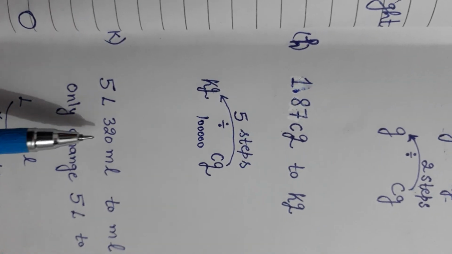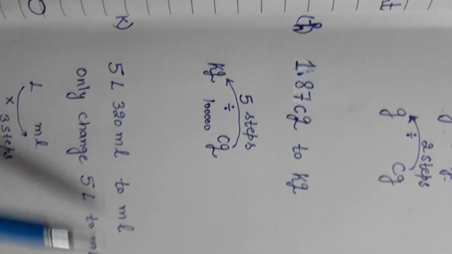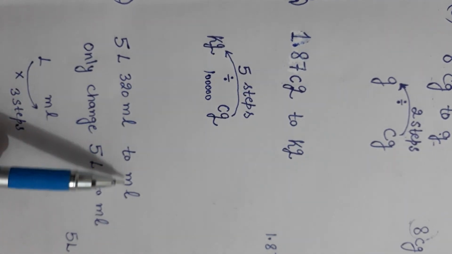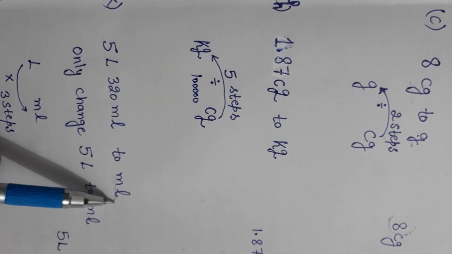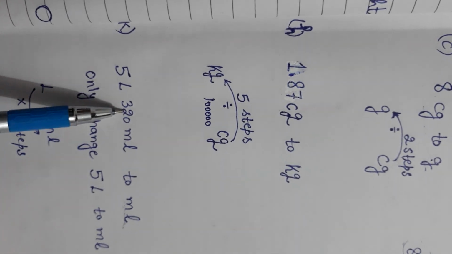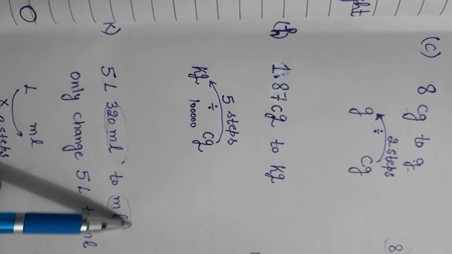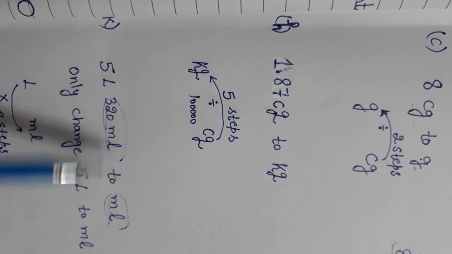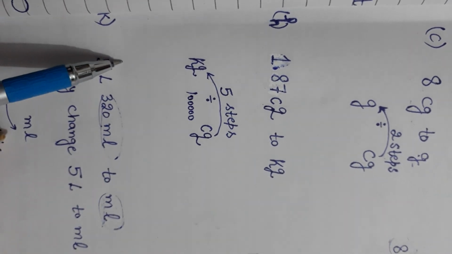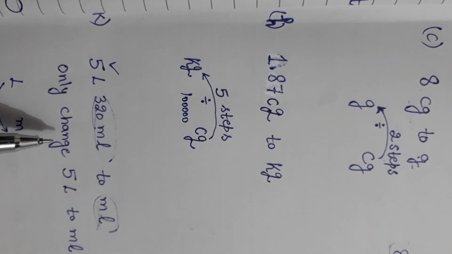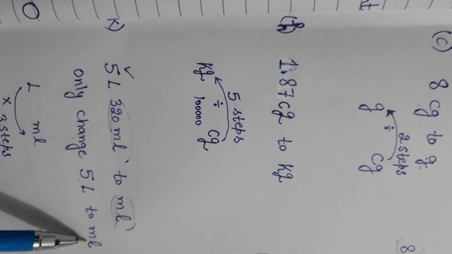Now come to the last question, K part. This is 5 liter 320 milliliter 2 milliliter. It means we have to convert all of these into milliliters. Okay. See, it's already in milliliter, so no need to change it. We have to change only this. So change 5 liter to milliliter.